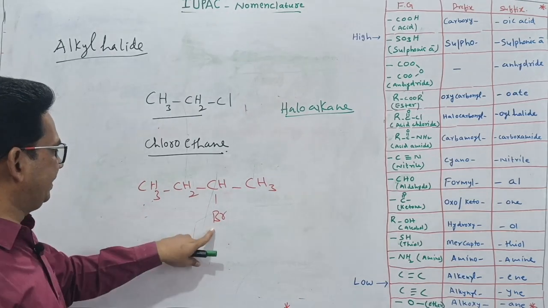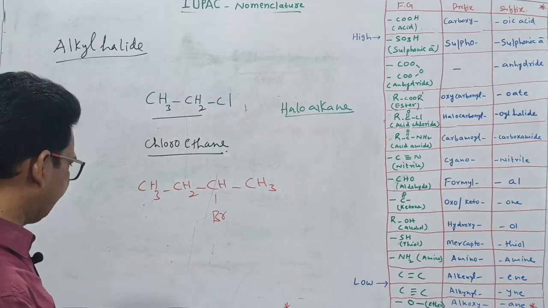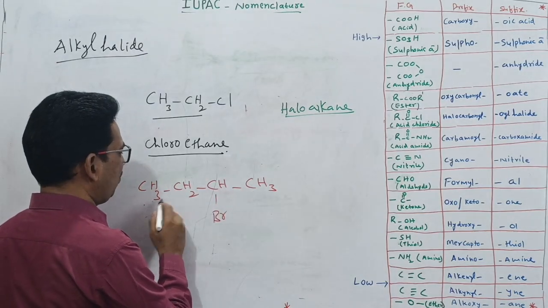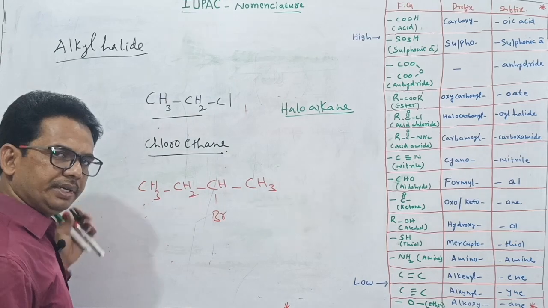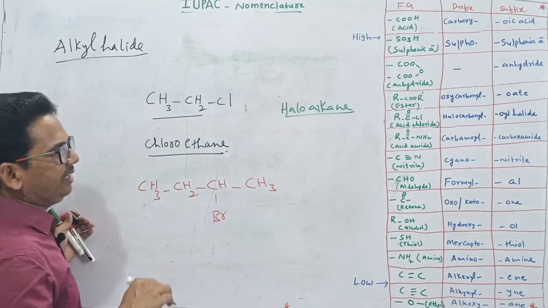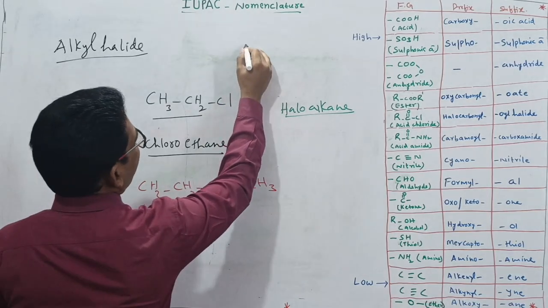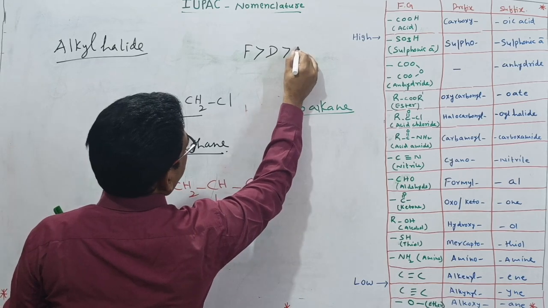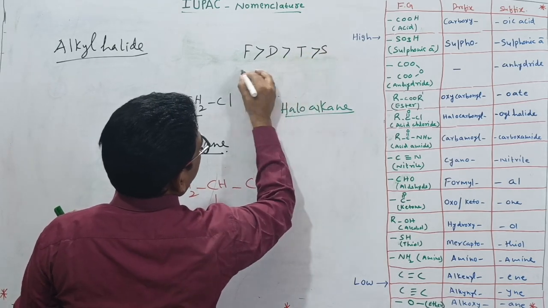Now see, bromine is there. Then what is the name of this one? Word root is what? How many carbons does it have? 1, 2, 3, 4. But then how do I have to give the numbering for this one? Always see according to the FDTS: functional group, double bond, triple bond, then substitution.